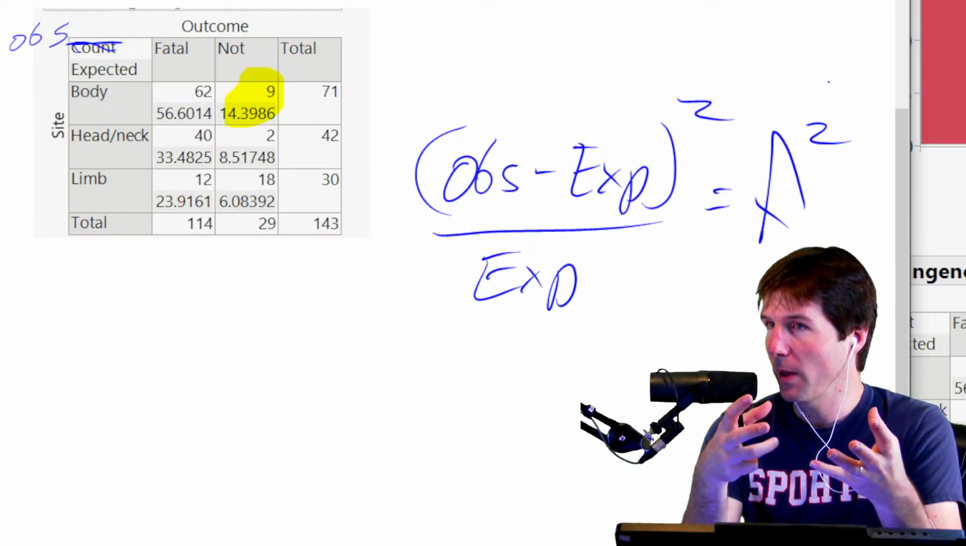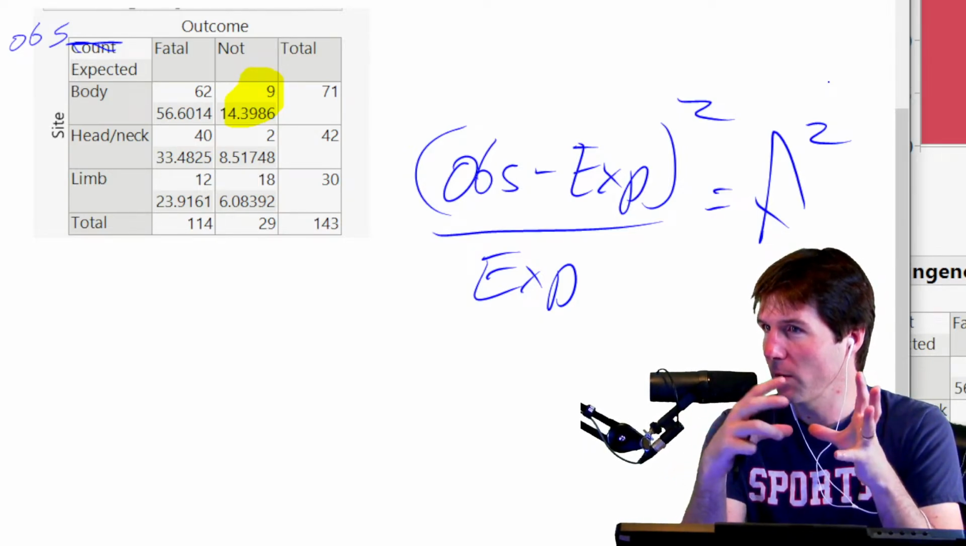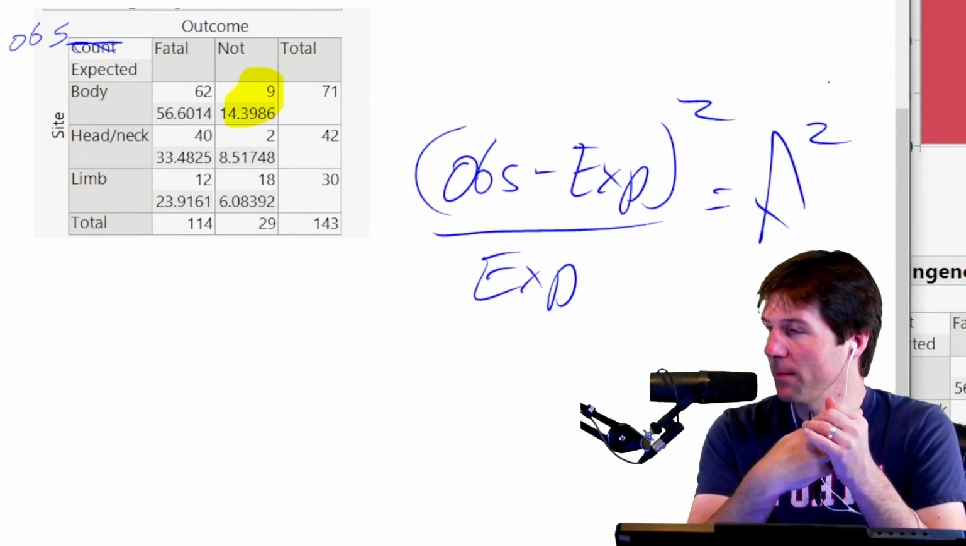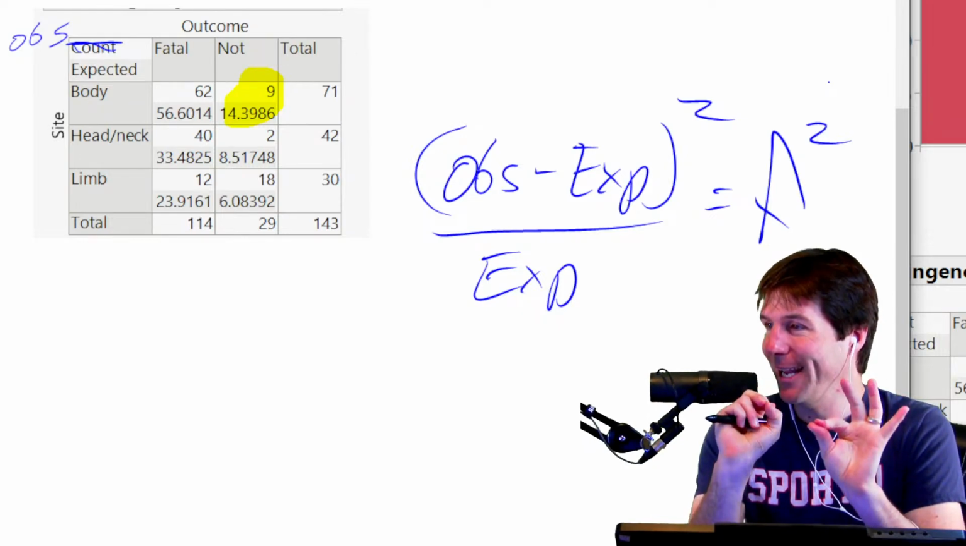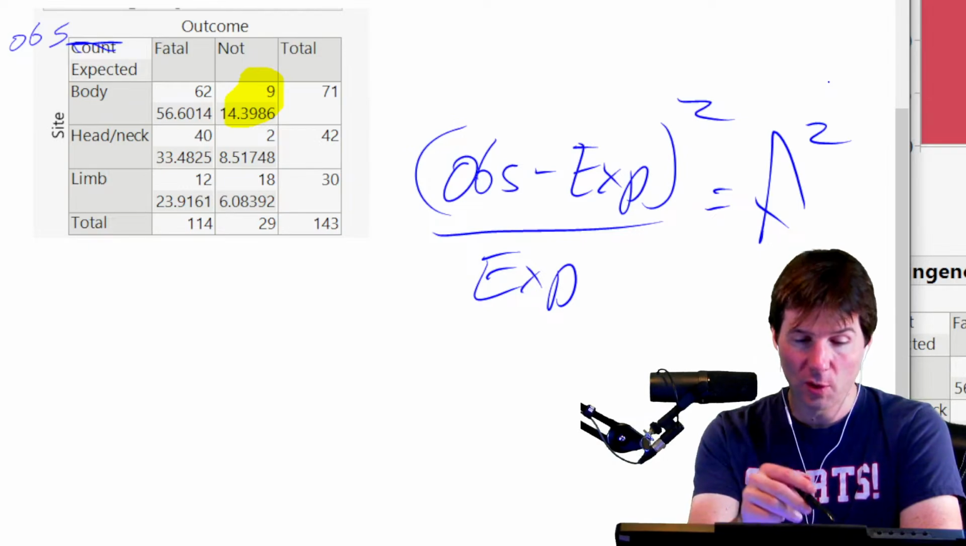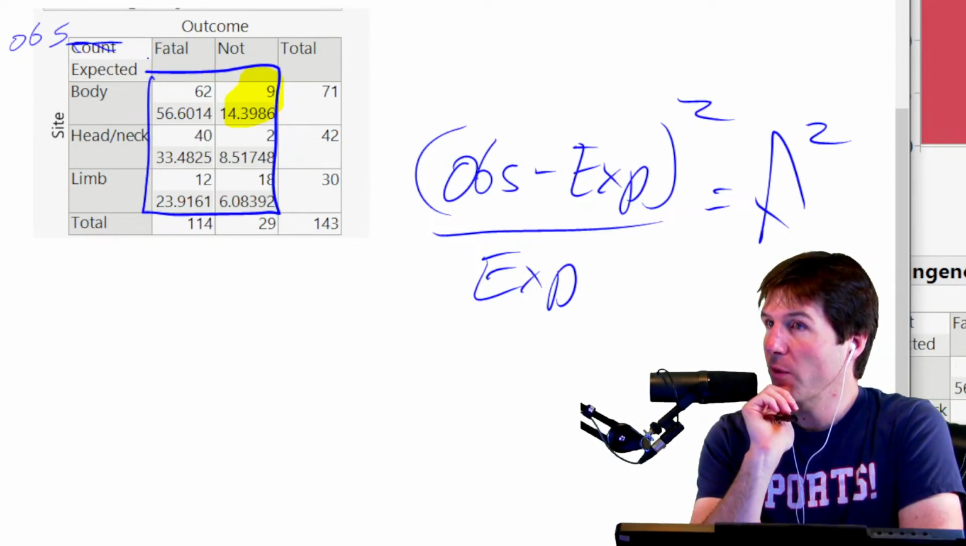Well, we square it to turn it positive. We divide by the expected to standardize it, and that'll be how far away are those numbers. And so it should be about 1.6, 1.7. And this is finding a cell chi-squared, just one of them. There's 6 of them total, because each one of these is a cell inside the table. So we'd have to do it for all of them. We'll see that done here in a moment.